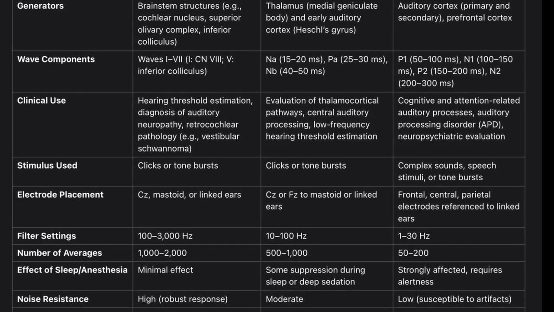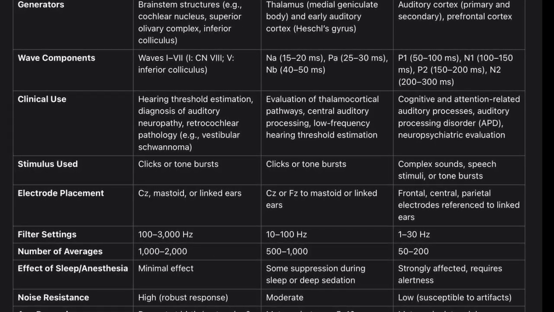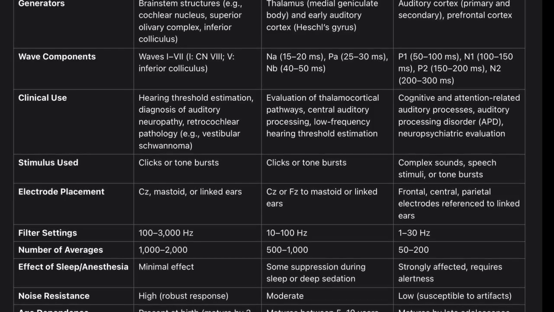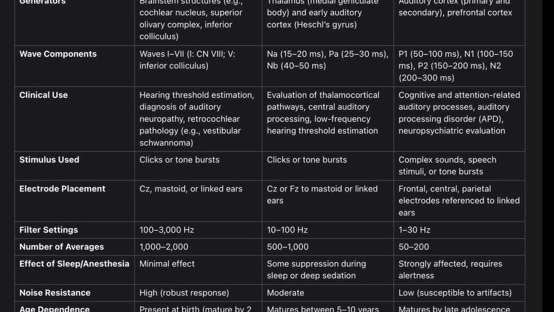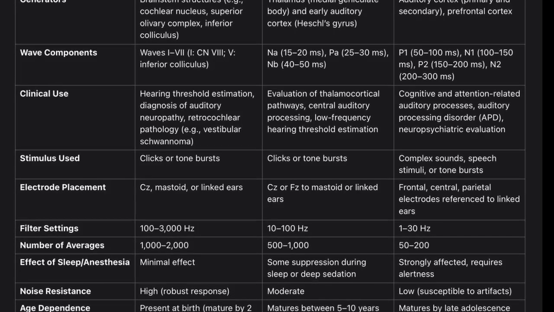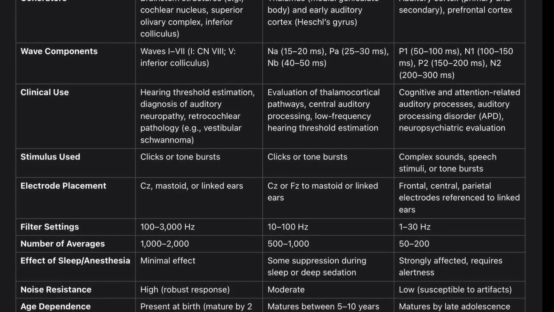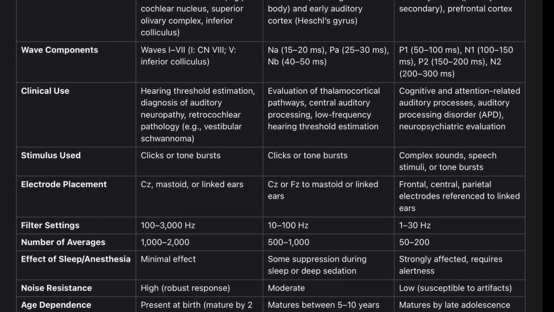ABR is used for hearing threshold estimation and auditory neuropathy diagnosis. MLR evaluates thalamocortical pathways and central auditory processing. ALR assesses cognitive functions, auditory processing disorders, and neuropsychiatric conditions.